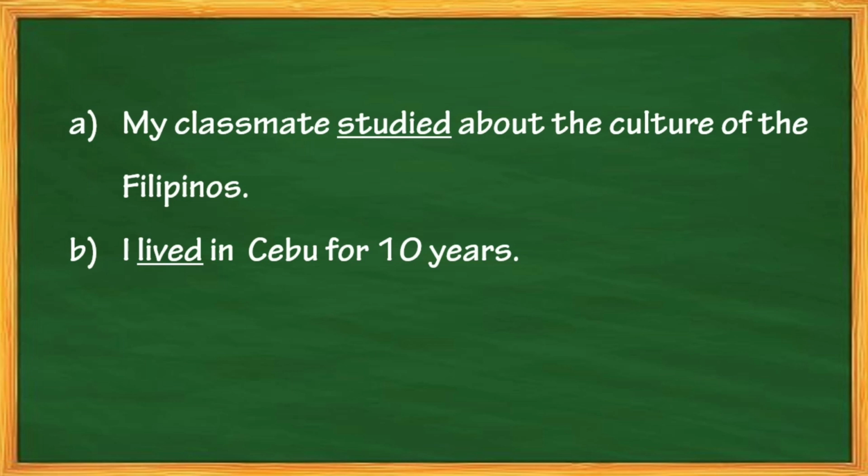Now class, our verb in the sentence, which is lived, is a situation in the past. It was done already because I don't live there anymore. And the third one is a series of actions in the past.